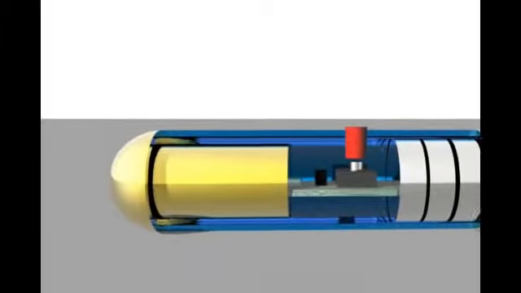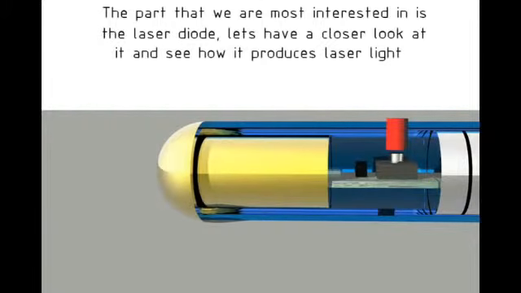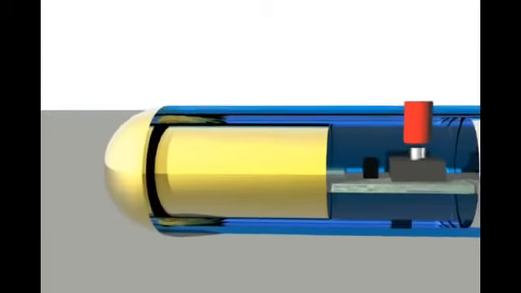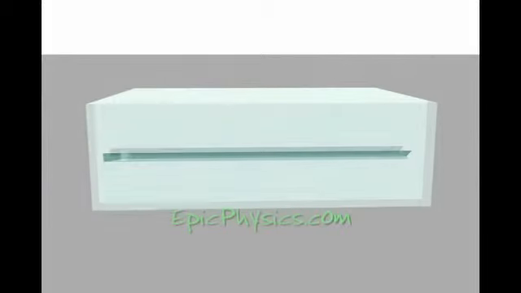3.0 How diode lasers make light. The part that we are most interested in is the laser diode. Let's have a closer look at it and see how it produces laser light. I will now make a section through the laser diode.